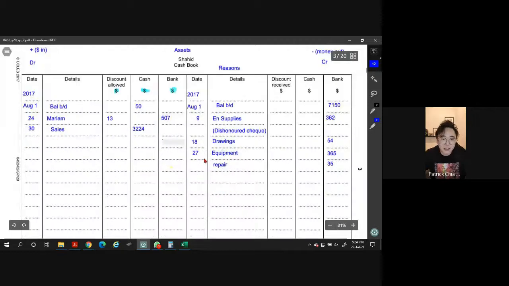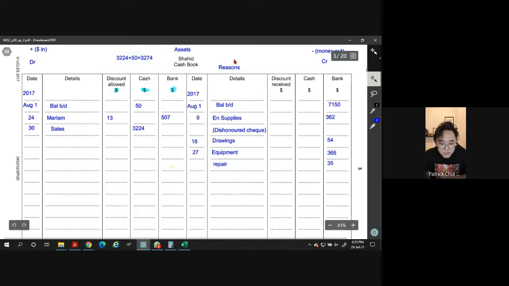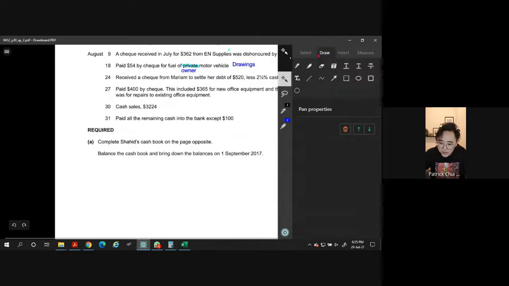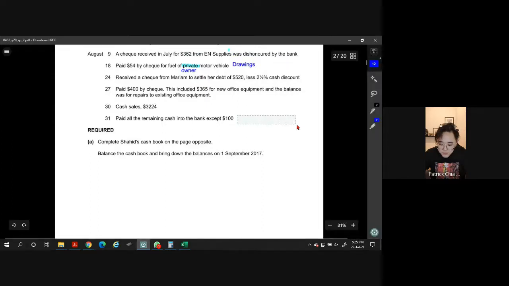Ask yourself how much money you have in cash first. In this question it's quite simple, because there's no money out. They did not spend a single cent using cash, correct or not? So how much do you have in your cash account at this point? You have 3224 plus 50, that's the total, 3274. We are going to transfer all except 100, so we take 3274, all the money that we have, and minus 100.